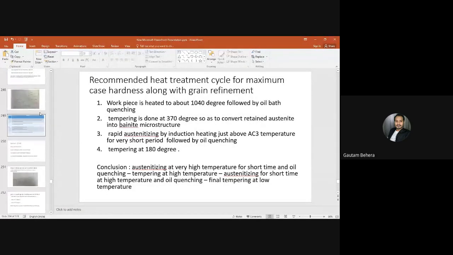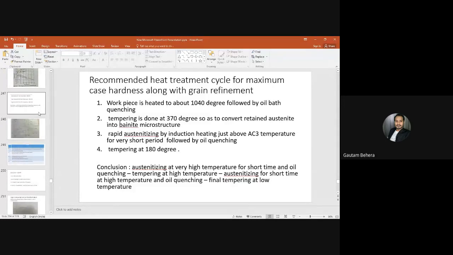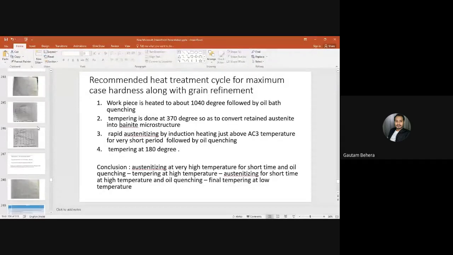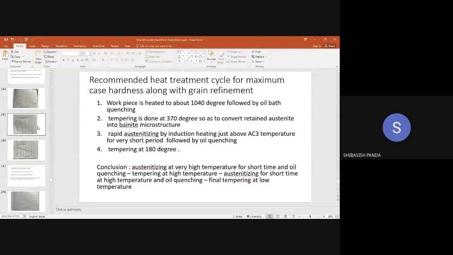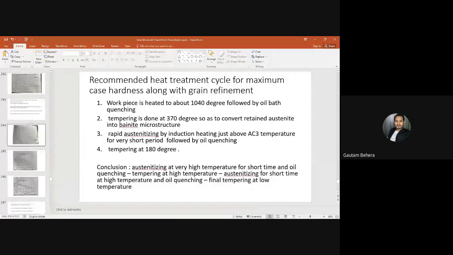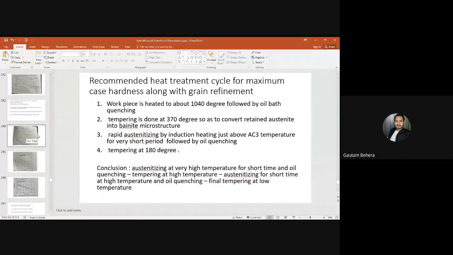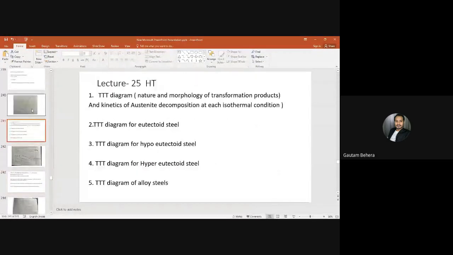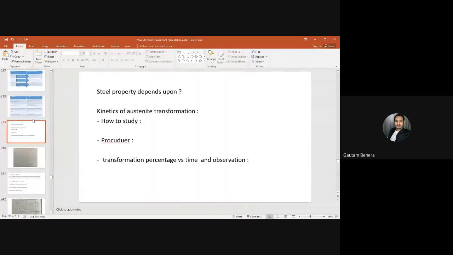Okay, do you remember what happens when you quench the steel? Which kind of microstructure will be obtained? Martensite. Basically martensite, but since it is oil quenching, you may not get 100% martensite. It depends. But that means when martensite forms, what happens to the carbon? What happens to the carbon when martensite forms?